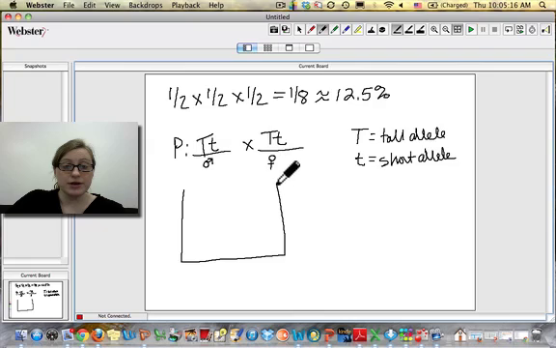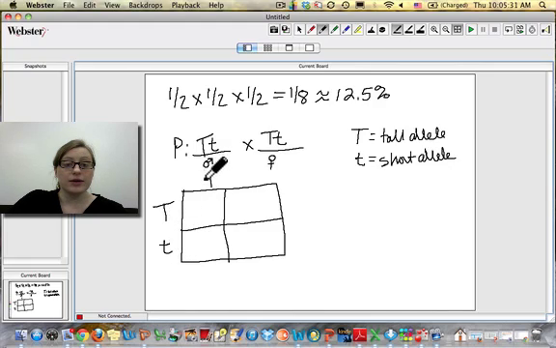You want to set up your Punnett square, give yourself enough room, and you're going to need 4 boxes. When we take this gene and split it up into its possible gametes, we're going to have a big T and a little t here, and a big T and a little t here. So just pick one parent to go down the side, and the other parent will go across the top. It does not matter whether it's male or female. And then you're just going to simply do cross multiplication.